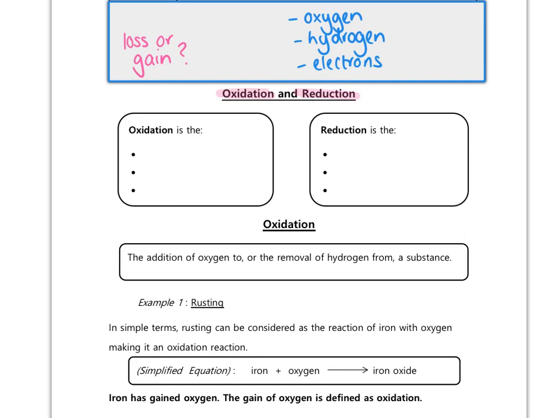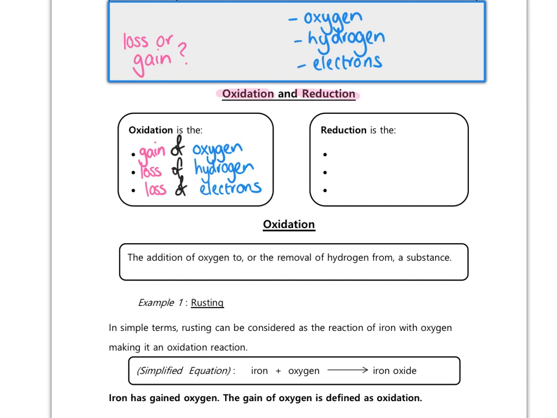So first of all, oxidation. Oxidation is the gain of oxygen, and that makes sense from the name of it. It's oxidation, it's gaining oxygen. But in terms of hydrogen, oxidation is the loss of hydrogen. So oxidation is the gain of oxygen or the loss of hydrogen. Finally, in terms of electrons, oxidation is the loss of electrons. So if something loses electrons, we say that it has been oxidized, it has undergone oxidation. So oxidation is the gain of oxygen, the loss of hydrogen and the loss of electrons.